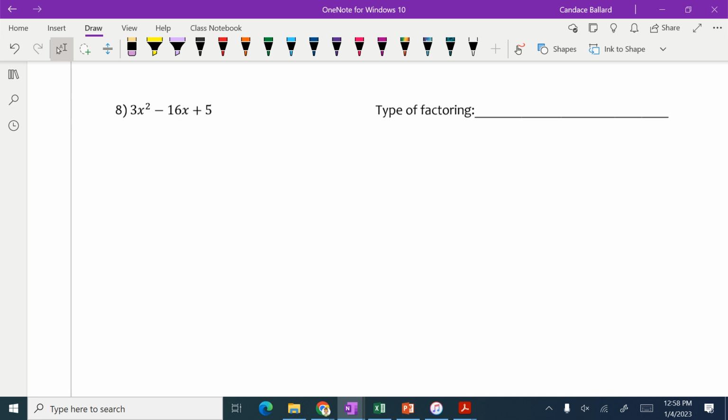I want you to check in with somebody at your table, please. Quickly. Quick check with somebody at your table. I should hear some talking about factoring and comparing answers.